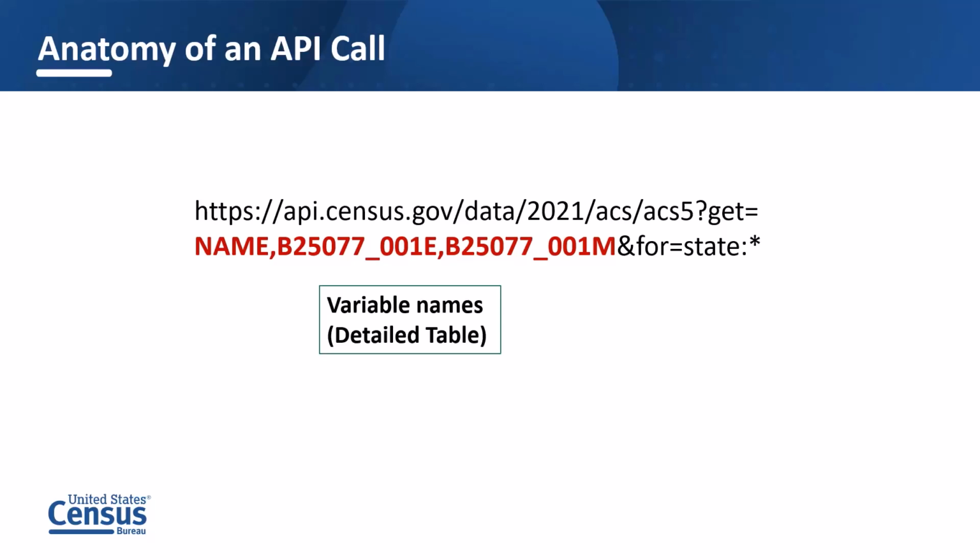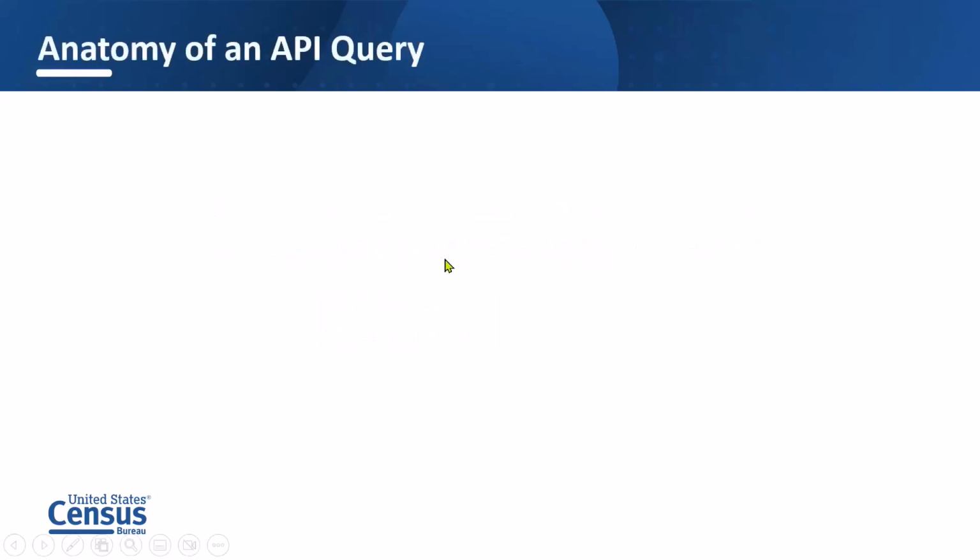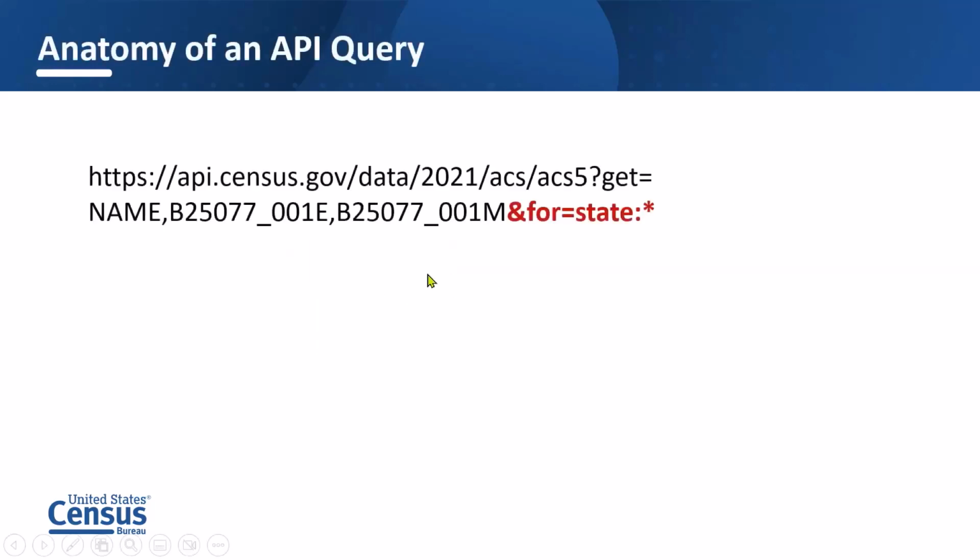The variable name provides the geographic name you're using to limit your search. You can enter up to 50 variables in the same API call, making sure they're separated by commas. Finally, you add your geography. Here we added &for=state:*. The asterisk is simply a wildcard, which indicates we want this call to include all states.